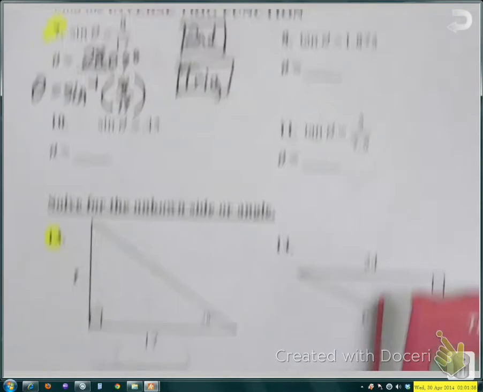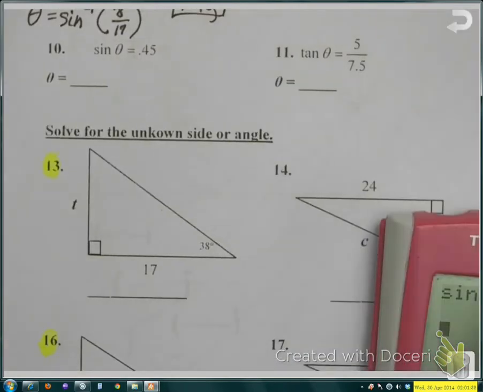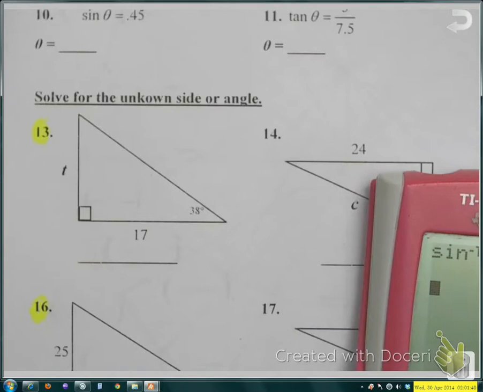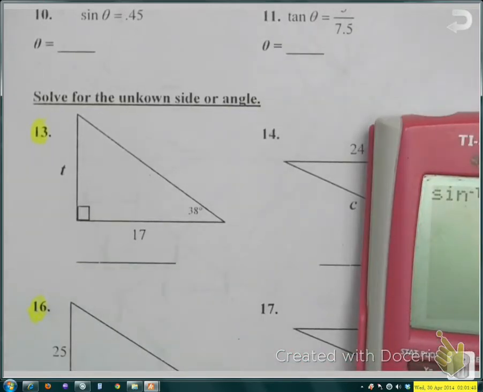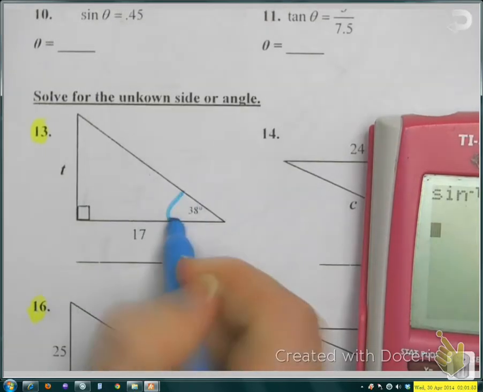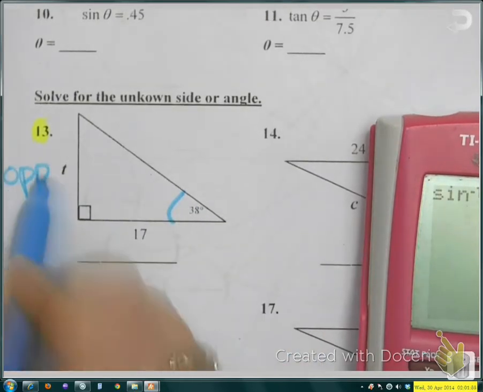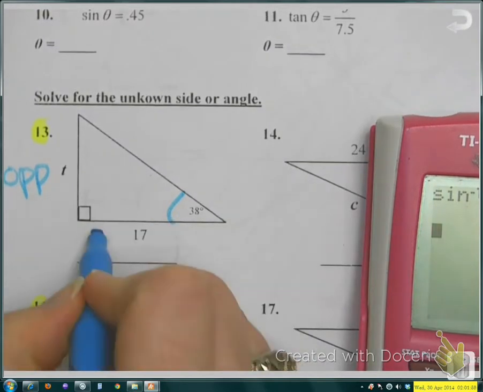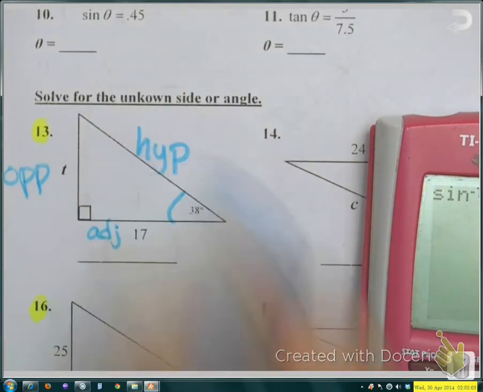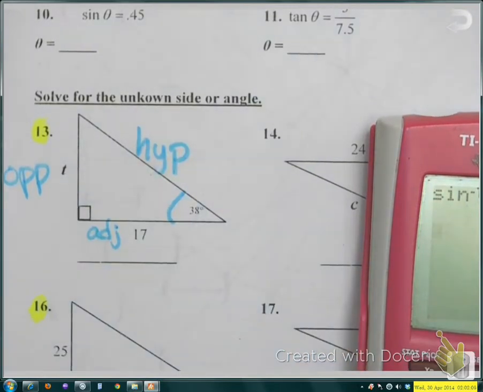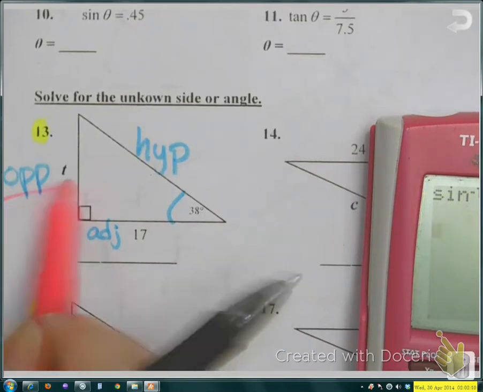So now let's solve something that's just a little bit more enticing here. We have a triangle, and in this triangle we're given 2 sides and an angle. Now the first thing we're going to do is label these sides. My angle here is 38 degrees, and I notice that this side is opposite. The 17 would be adjacent, and obviously the longest side is always the hypotenuse. The 2 sides they gave me are the opposite and the adjacent.